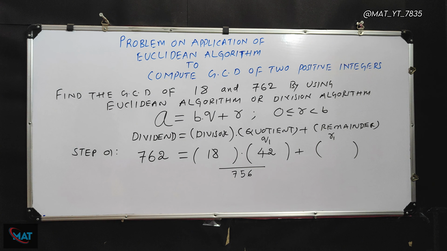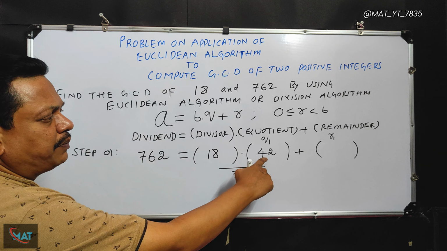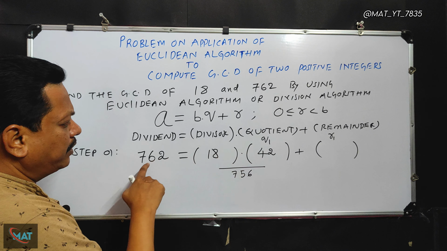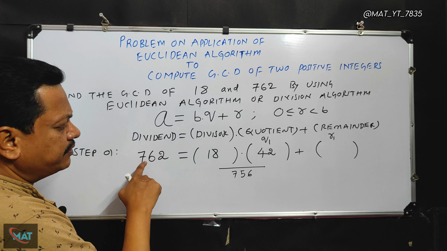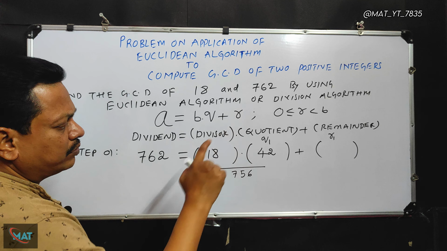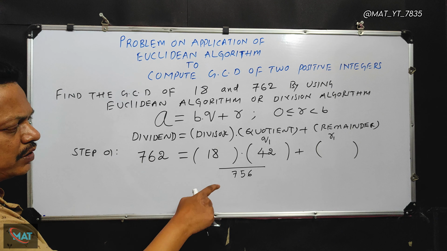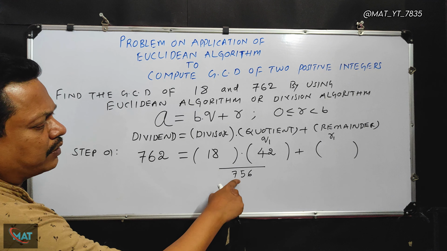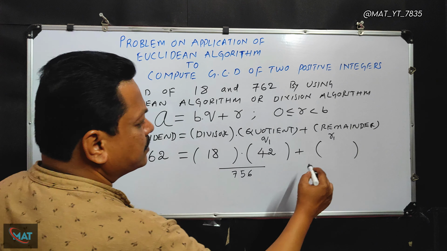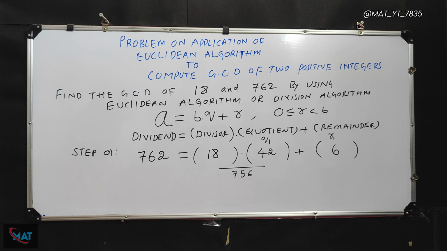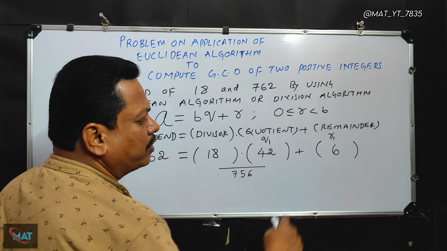What I told you, you select a positive number here, so that on multiplying these two, we are going to get a number not exceeding this dividend. So 18 into 42, we are going to get 756, very close to this one. So the leftover value is 6. 756 plus 6, we get 762. The remainder is the leftover number.